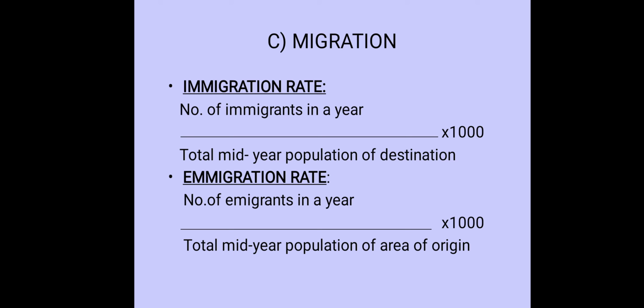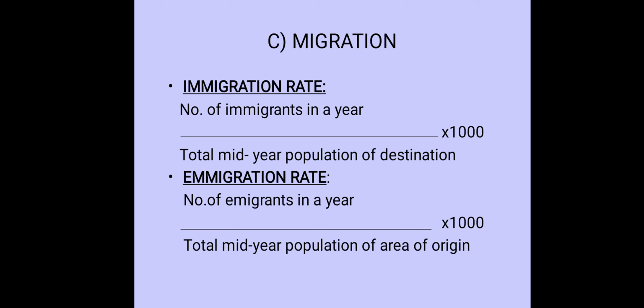It refers to the geographical movement of population involving a change of usual residence between clearly defined geographical units, and it is divided into two portions. The first one is emigration and immigration. So what is the immigration rate?